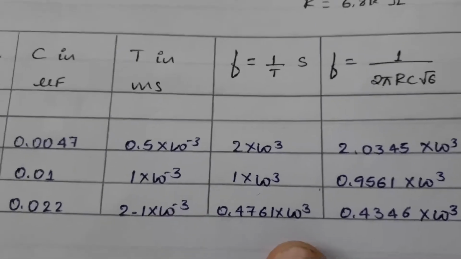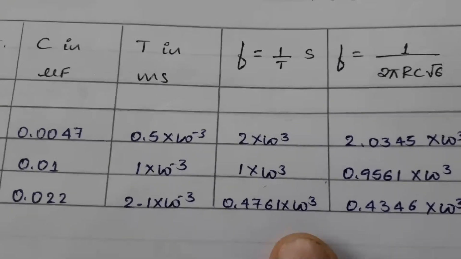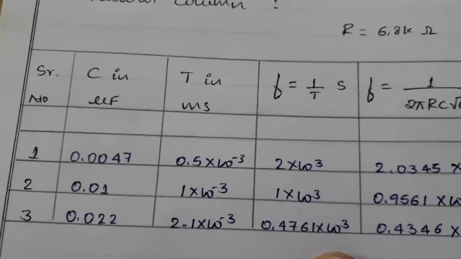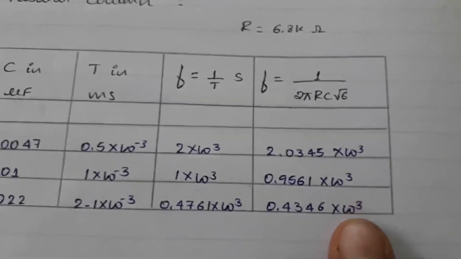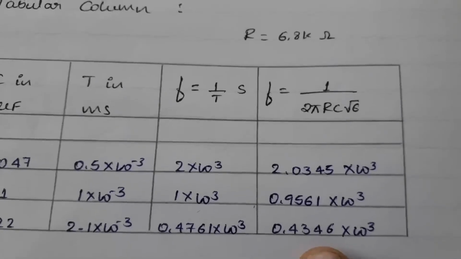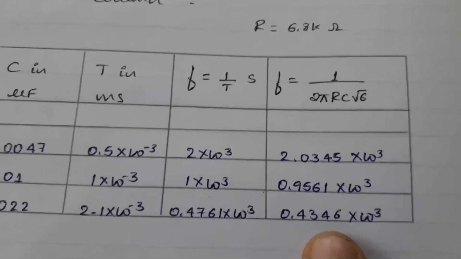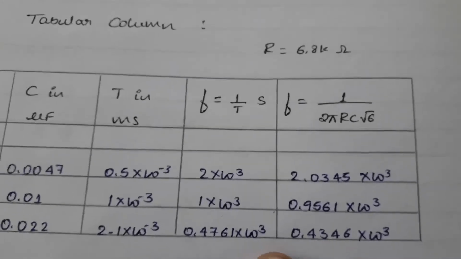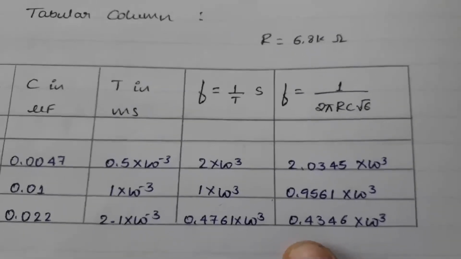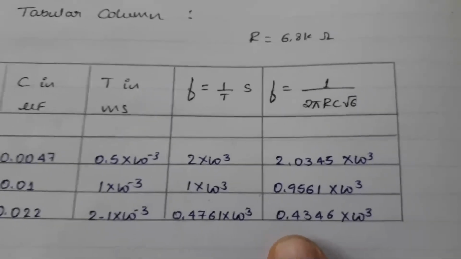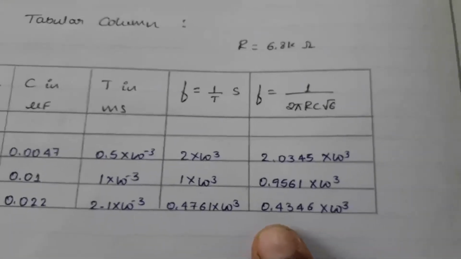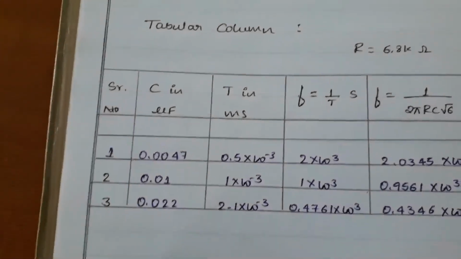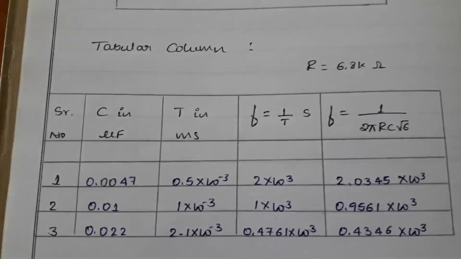is 0.4761 into 10 raised to 3. This is the frequency what we have got. And the frequency which has been calculated is 0.4346 into 10 raised to minus 3. Both of them are approximately same. If both of them are approximately same, the experiment what we have done is correct. And this is the experiment which we have to do for 3 trials for 3 different capacitances.